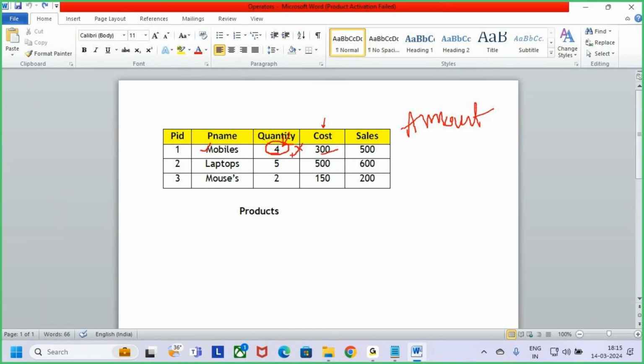Quantity with the cost column. So what's the cost of each mobile? 300. What is the quantity? 4. 3 fours are 1200. So what is this 1200? This is the total amount I'm spending on the business to buy how many mobile phones?